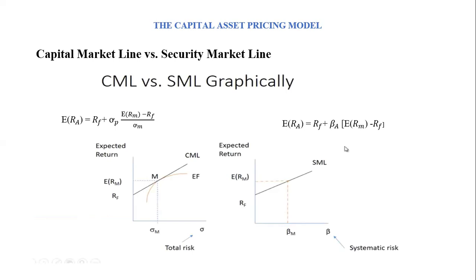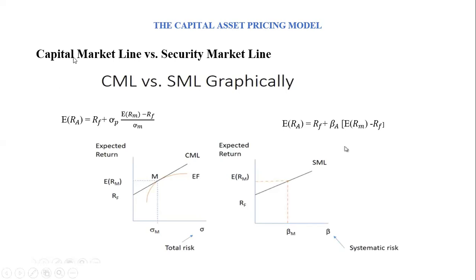Now, under the capital asset pricing model, we have two main types. We have the capital market line and we have the security market line. They are both establishing the relationship between return and risk.